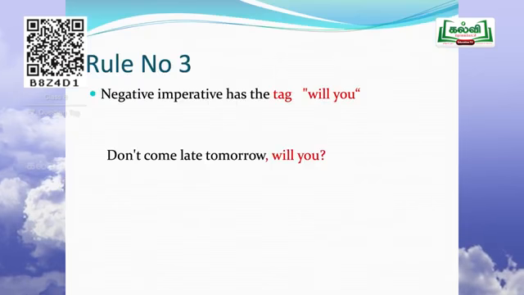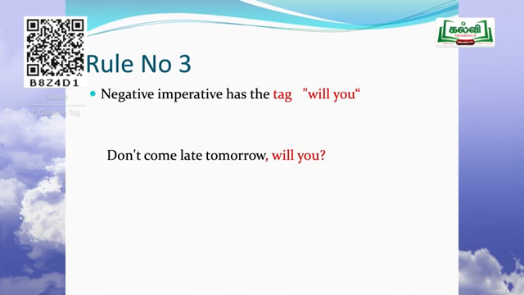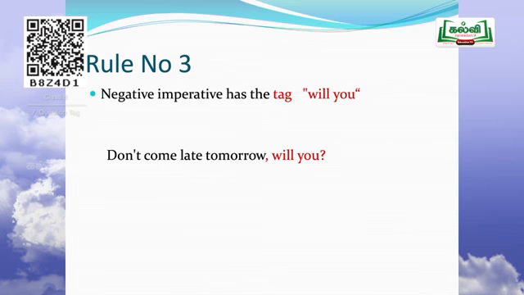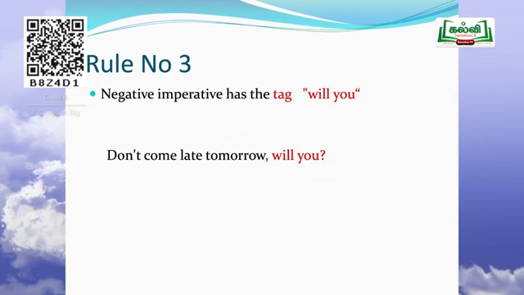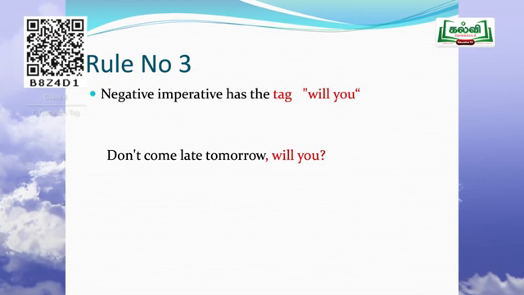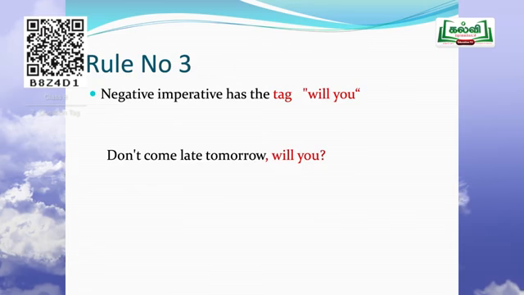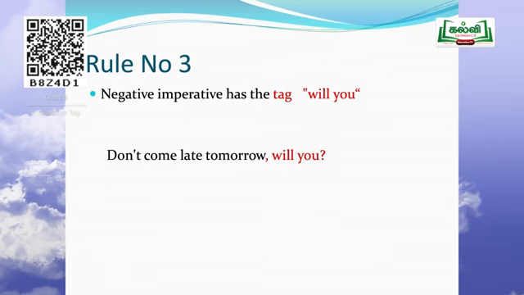Now let's move on to rule number 3 of special cases. A negative imperative has the tag will you. That is rule number 3. A negative imperative sentence has the tag will you. For example, don't come late tomorrow, will you? Don't play with fire, will you? Don't eat quickly, will you? See, for negative imperatives, we use the tag will you. Don't forget, this is rule number 3.